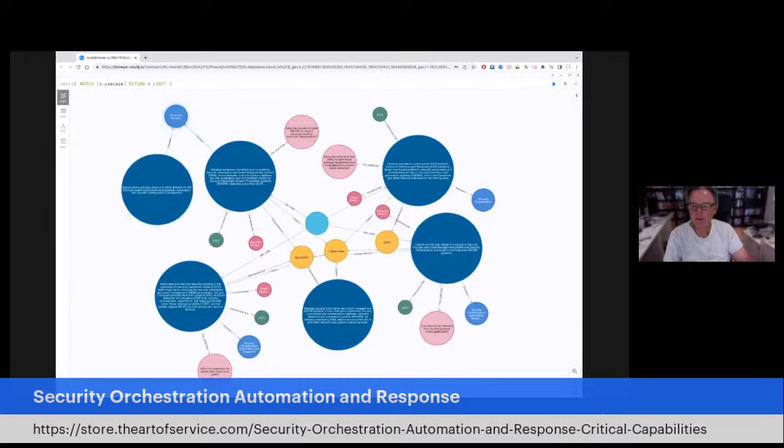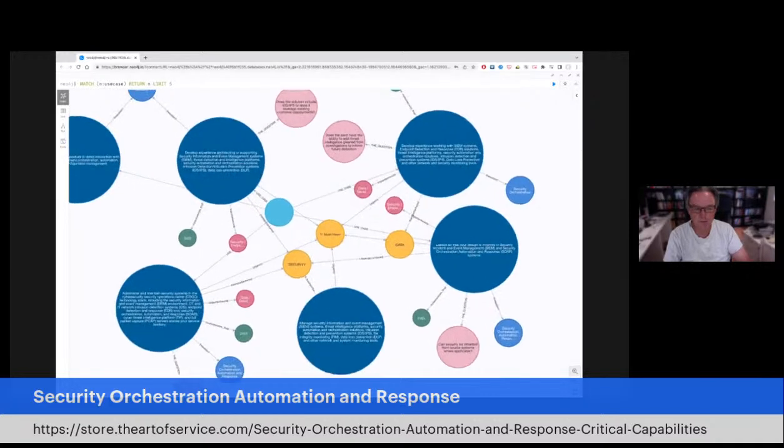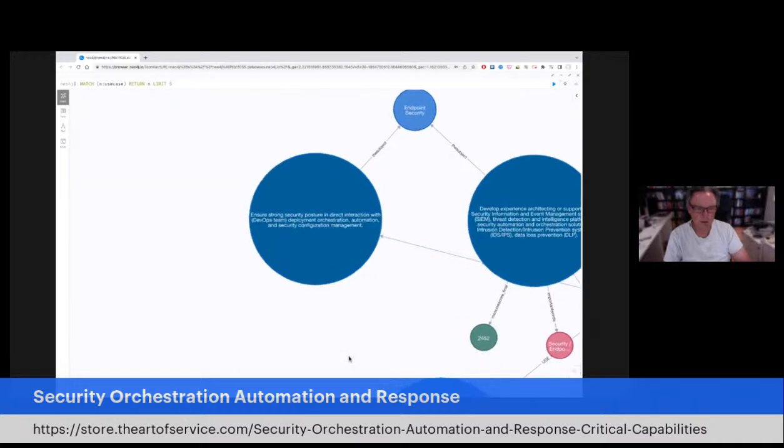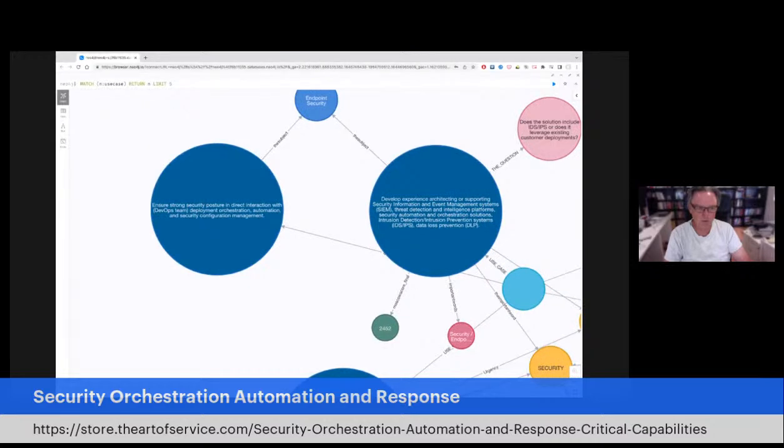Now, if I double click on this, see what else comes up. Here's another one. Develop strong security posture in direct interaction with DevOps team deployment orchestration. That's interesting. DevOps, I'm going to zoom it in, that's why. With DevOps team, deployment, orchestration, automation, and security configuration management. Obviously, because the DevOps team rolls out in continuous improvement, software updates, and releases towards those endpoints. So that's why endpoint security is built in DevOps, and I would rather call that DevSecOps by shifting security left. I would rather call it DevSecOps to have endpoint security built in your source solutions here. That makes a whole lot of sense to me.